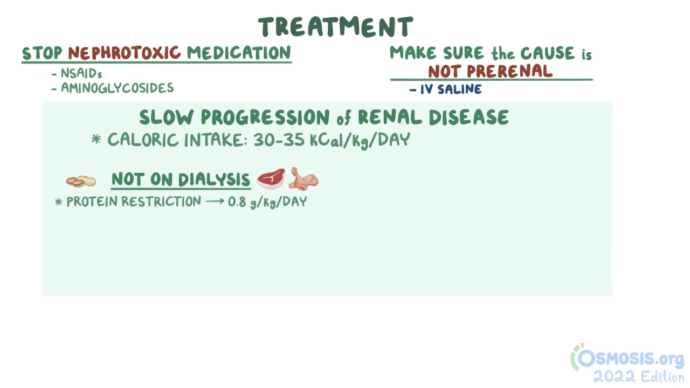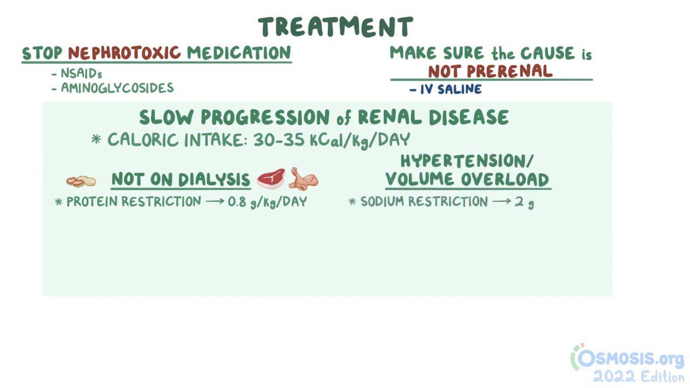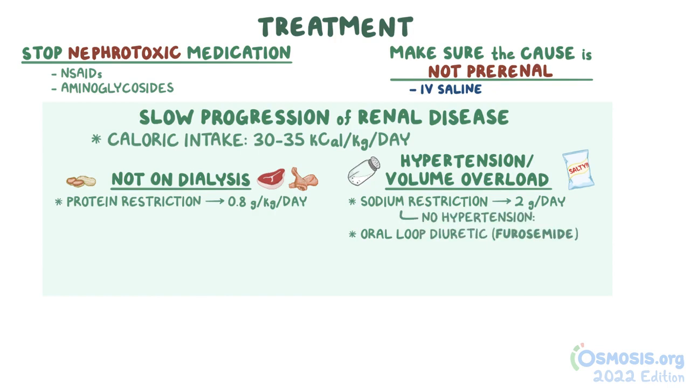If the individual has hypertension or volume overload or proteinuria, then sodium restriction is set at about 2 grams of sodium per day, which is roughly 1/3 of a tablespoon of salt daily. Additionally, with volume overload, an oral loop diuretic, like furosemide, is used. If hypertension or volume overload or proteinuria aren't present, then 2.3 grams of sodium per day can be consumed.